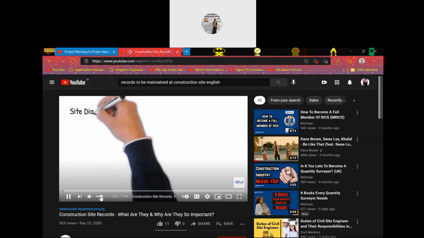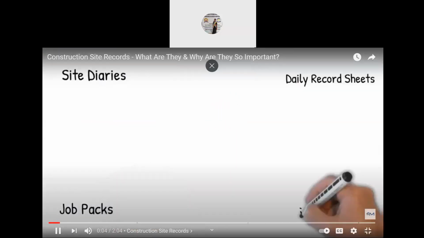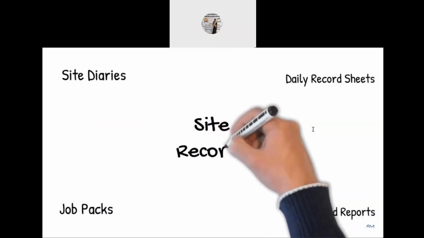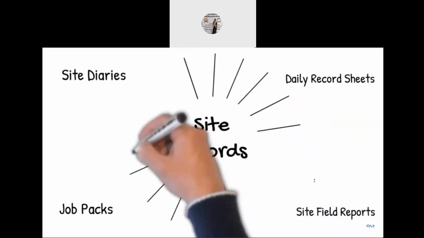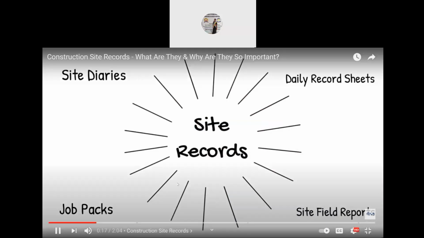Site diaries, daily record sheets, job packs, site field reports. Whatever your company, client, or subcontractor calls them, the importance of keeping site records cannot be underestimated when working on a construction project. Whatever level your company sits at on any given project, be it the client, principal contractor, Tier 1, or Tier 2.